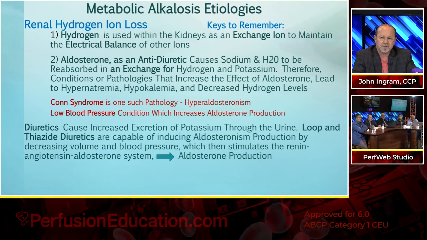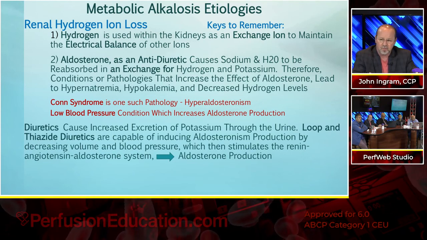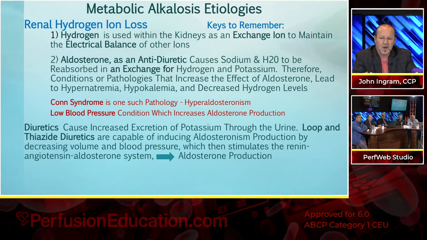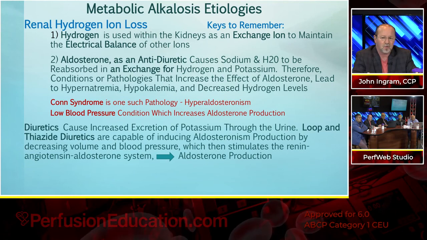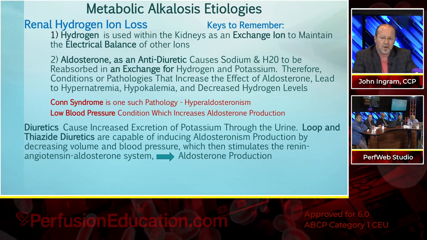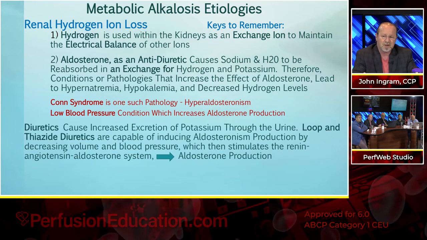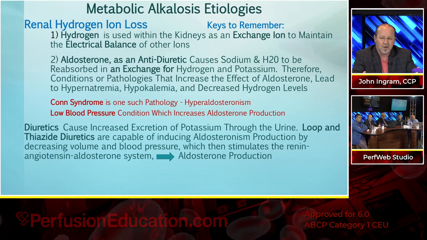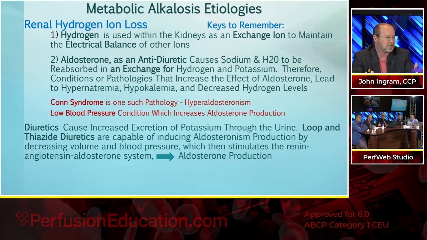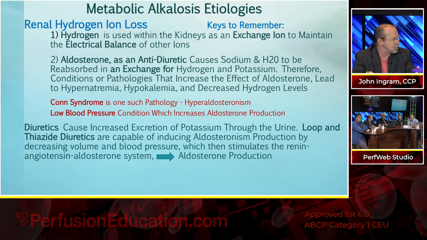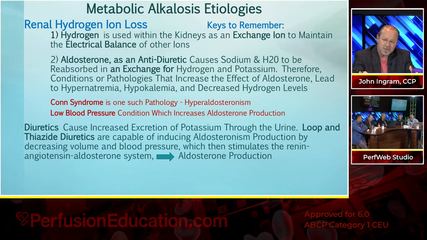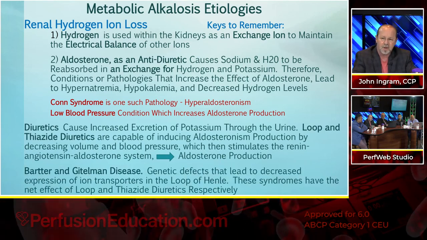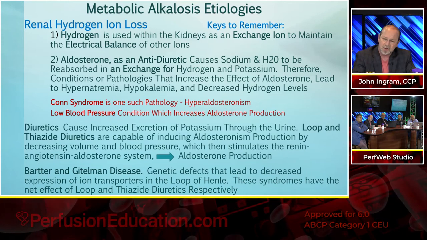Now, diuretics cause increased excretion of potassium through the urine. Loop and thiazide diuretics are capable of inducing aldosterone production just by the fact of what they're doing. They're decreasing the volume and therefore can decrease your blood pressure, but then the kidneys respond to that and stimulate the renin, angiotensin, aldosterone system, which then produces aldosterone. So what's interesting, even though you give somebody diuretics, which you often want in order to lower their blood pressure, your body counteracts that by producing aldosterone, and this can also tend to bring you towards maintaining metabolic alkalosis.